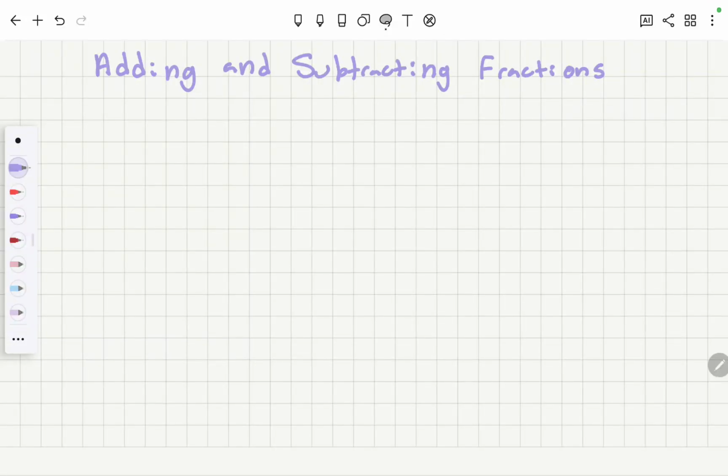Alright everyone, hello. Today we're going to be going over adding and subtracting fractions. So the key thing to do when adding and subtracting fractions is finding a common denominator, which is going to be one of the most important things that we talk about today.